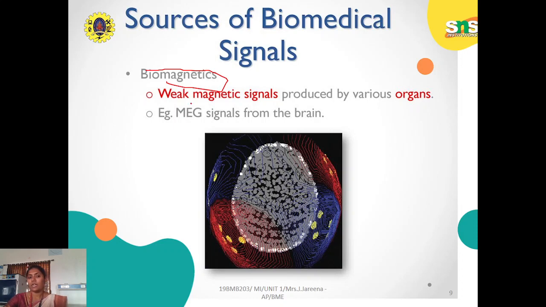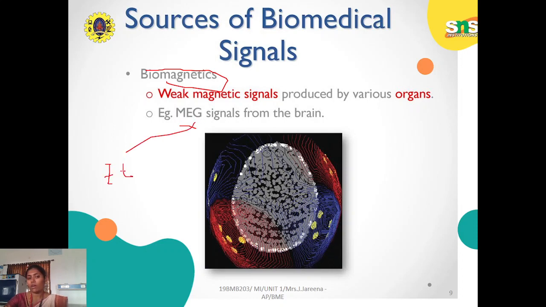But the magnetic signals, although weak, are equally important and also convey some information about the particular organs. Based on that idea, we have the device called MEG, that is magnetoencephalography. Here it's almost the same as EEG.